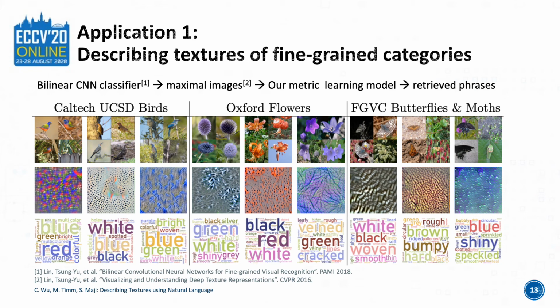The word clouds show what texture attributes the bilinear CNN is relying on to recognize each category. While the most obvious clues are the colors, the model also recognizes other attributes. In the butterfly examples on the right, the first category has woven texture, the second one is rough and bumpy, and the third one is shiny and speckled.